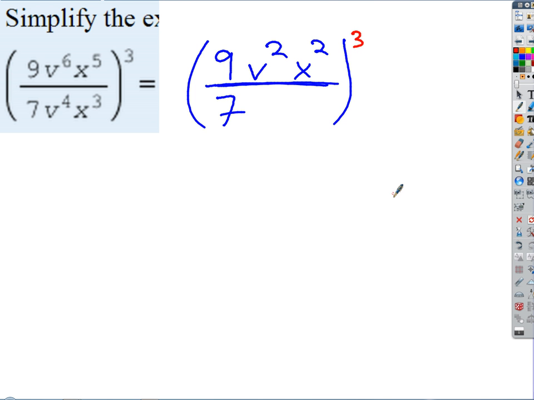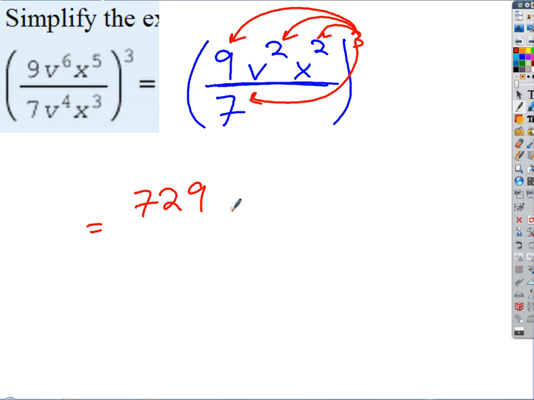Now, what about that 3 outside? What do I do with that? Distribute. Okay, I can distribute, because these things are not being added or subtracted, they're being multiplied and divided. I can distribute it to all 3 parts, right? So what's that going to give me on top then? 9 cubed, big number, 729, times what's V squared cubed? Is it V to the 5th or V to the 6th?